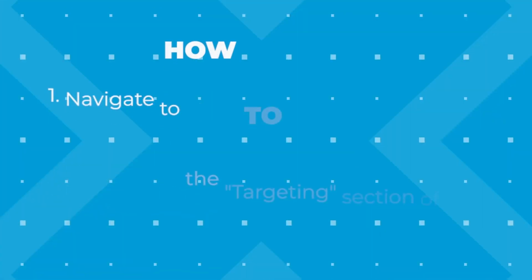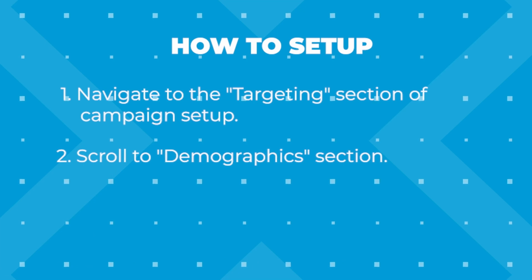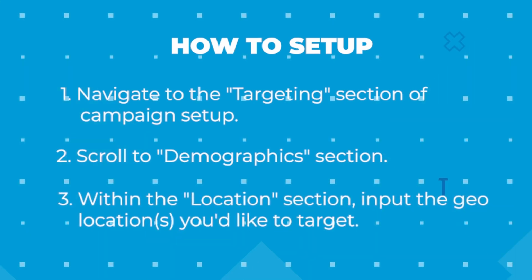Let's look at setting up targeting. You can specify your location targeting during campaign setup. First, you'll want to navigate to the targeting section of campaign setup. Then scroll to demographics. Within the location section, input the geolocations that you'd like to target.